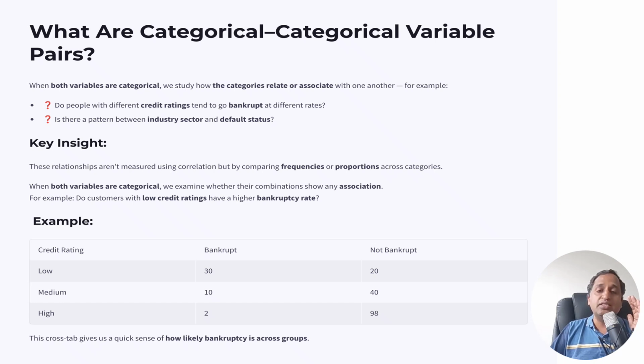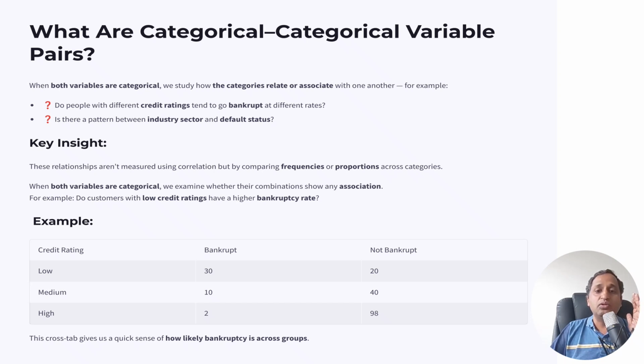The key insight here is that these relationships are not measured using correlation, but rather using frequency or proportion comparisons. So we often use cross tabulation tables or contingency tables to explore these relationships. Let's look at a simple example given below. We have broken down the customers by credit rating, and whether they are bankrupt or not bankrupt.